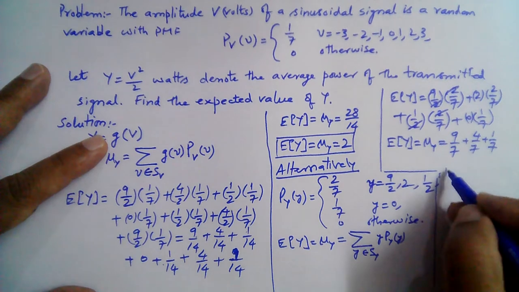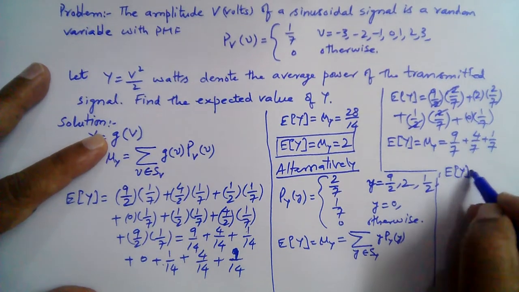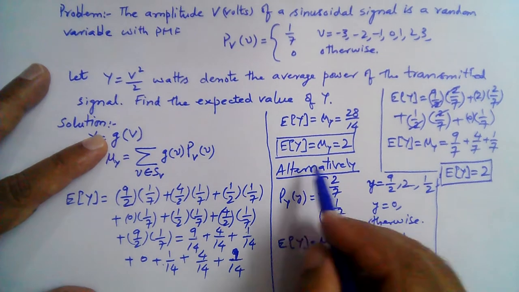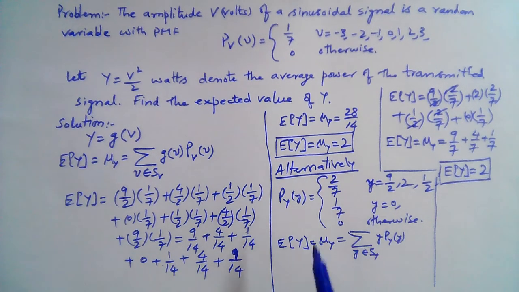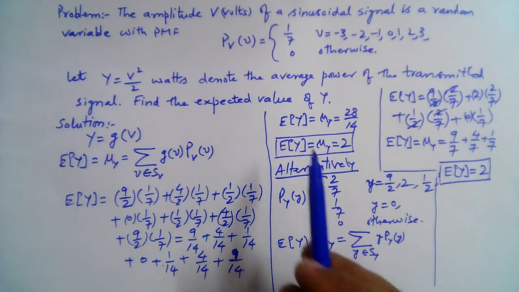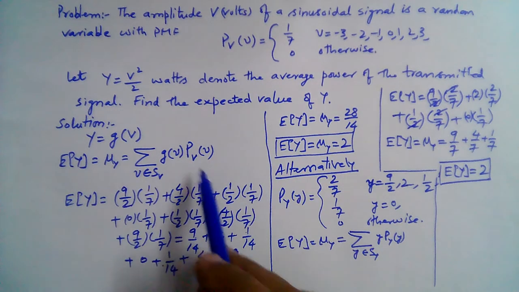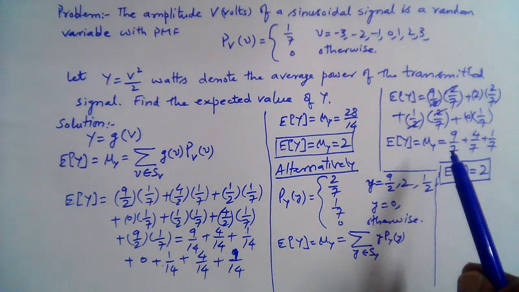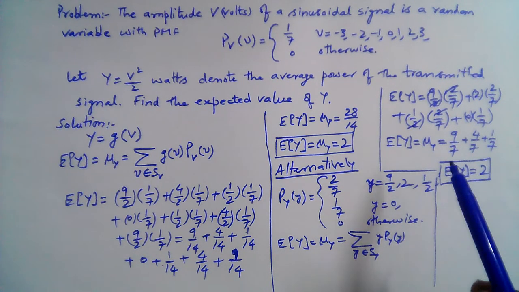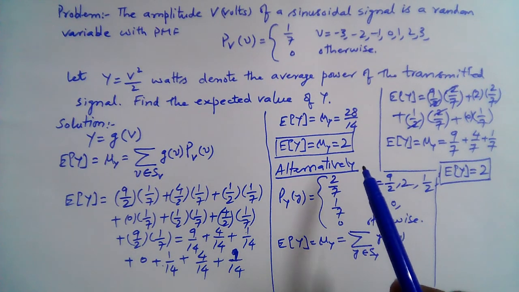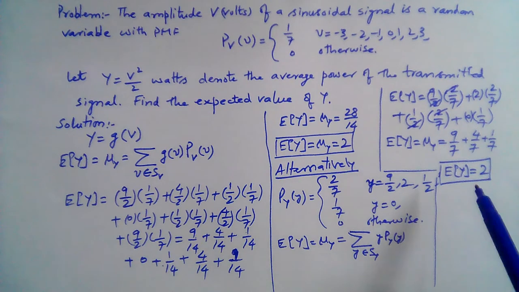So again, the expected value of y is 14 over 7, which is 2, the same answer that we obtained here. But that value was obtained directly, without calculating the PMF of the random variable y. However, here we obtained the expected value by first determining the probability mass function of the derived random variable y, and then we found the expected value in the normal manner.